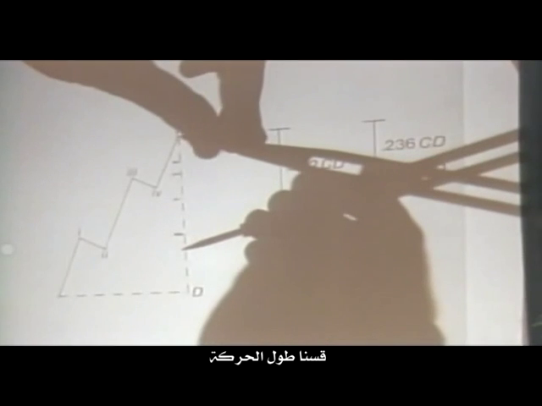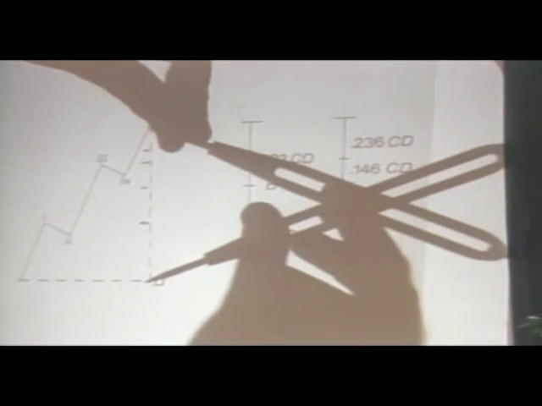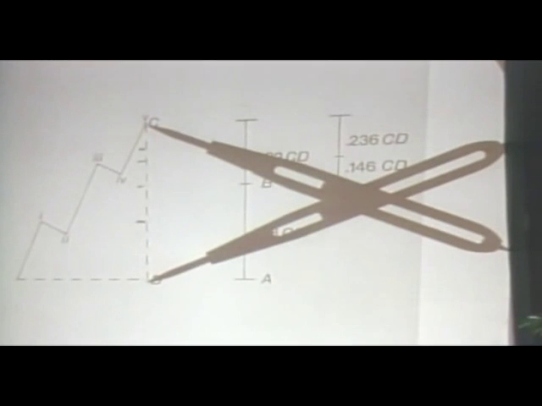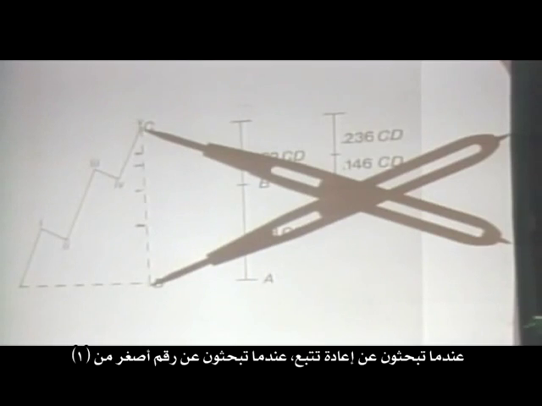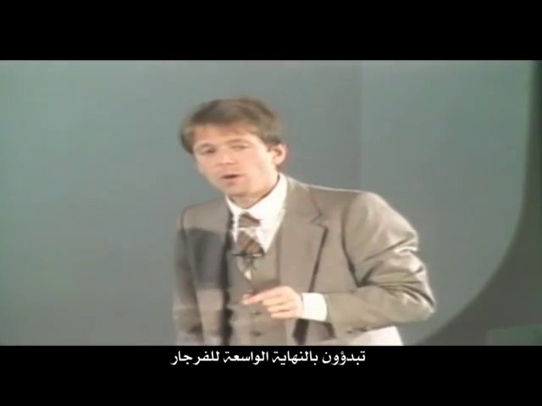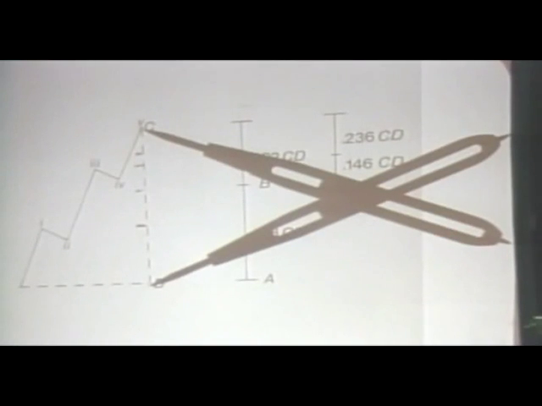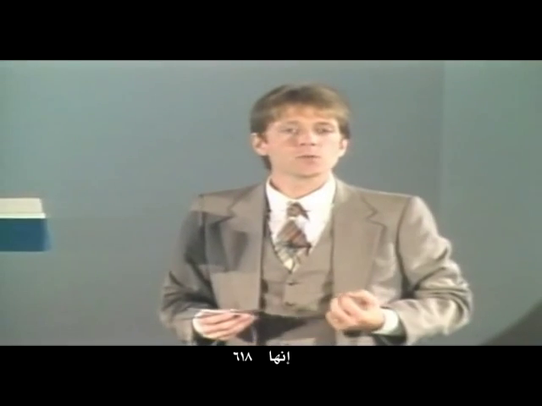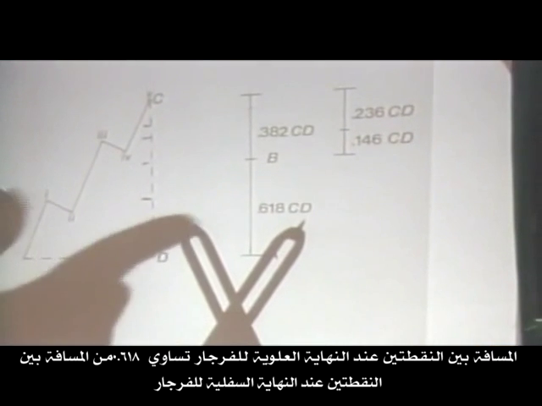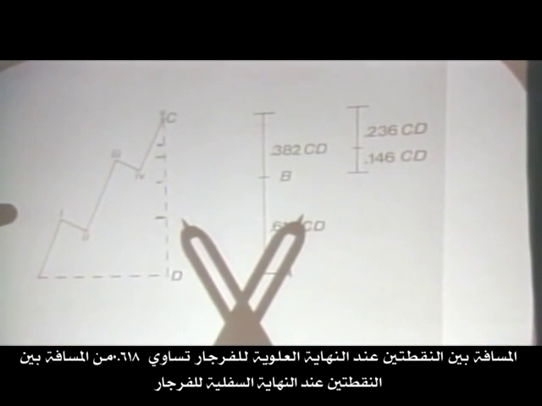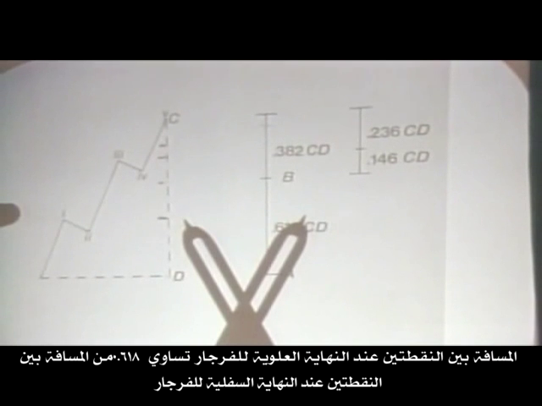You measure the length of the move. When you're looking for a retracement, when you're looking for a number less than 1, you start with the wider end of the compass, which is what we did here. You measure the entire length of the move. Now, what do we know about the narrow end of the compass at this point? It is 0.618. The distance between the 2 points at the upper end of the compass is 1, and the distance between the 2 points at the lower end of the compass is 0.618.